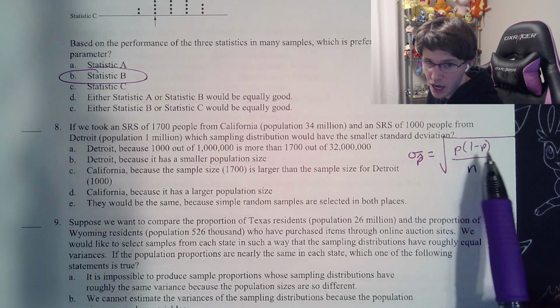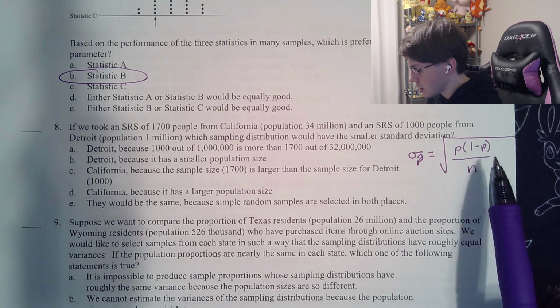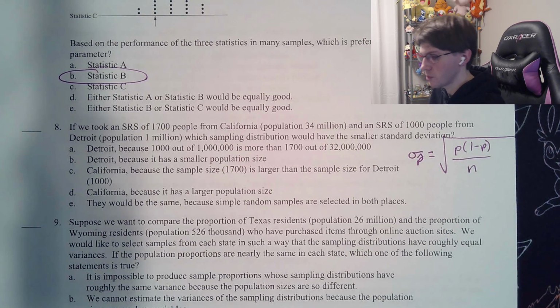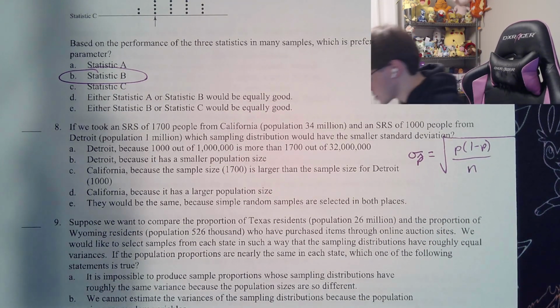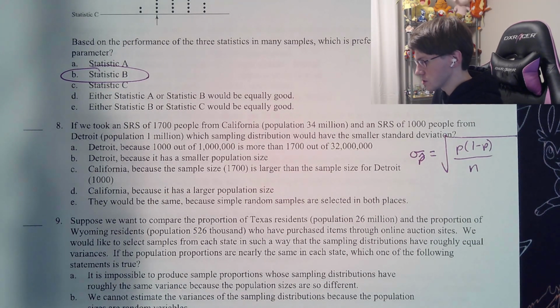We do not have a p hat on these. The only time the p hat will show up under the square root like this is when we are doing confidence intervals later. All the other times, when we're doing sampling distributions or hypothesis testing, it's going to be this p.